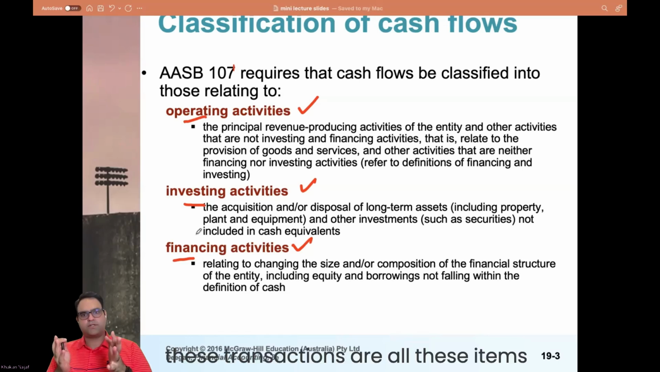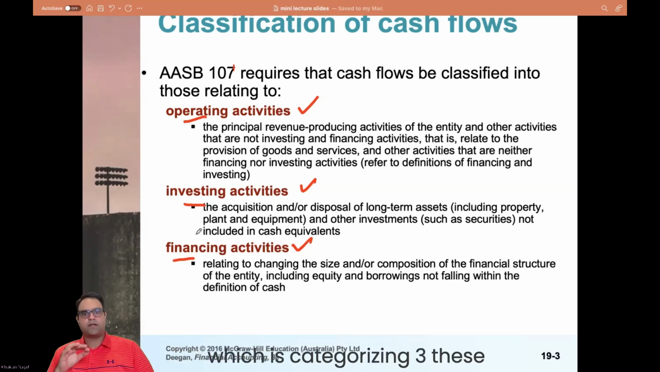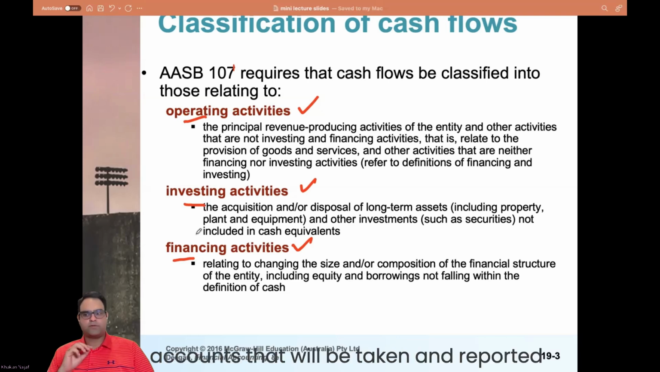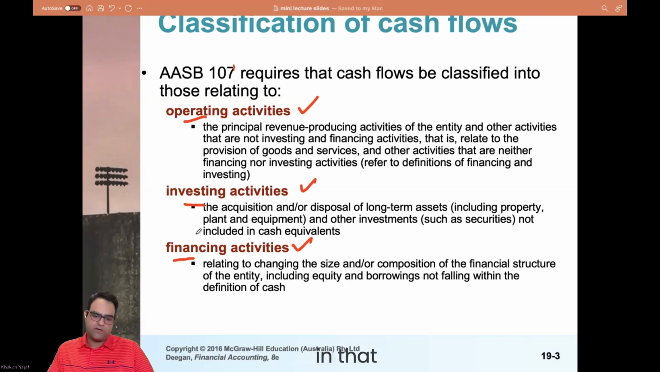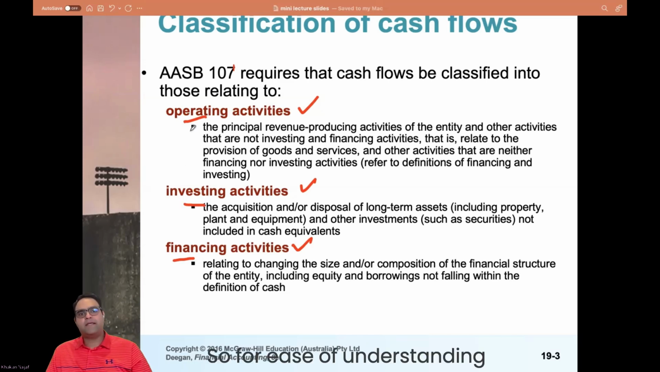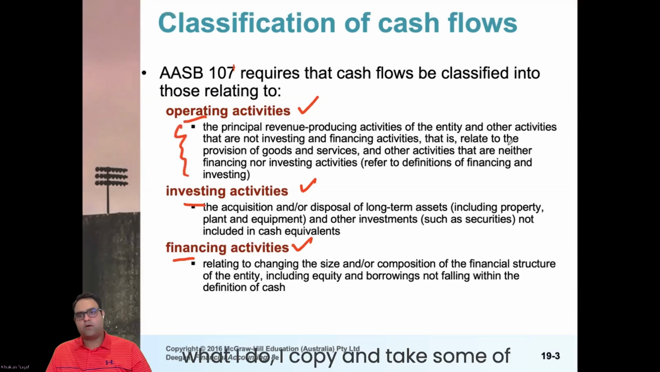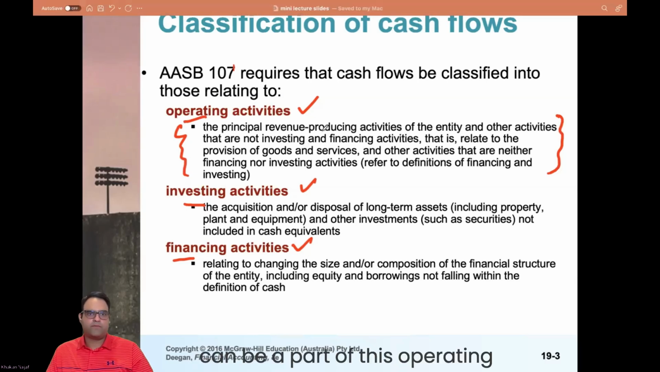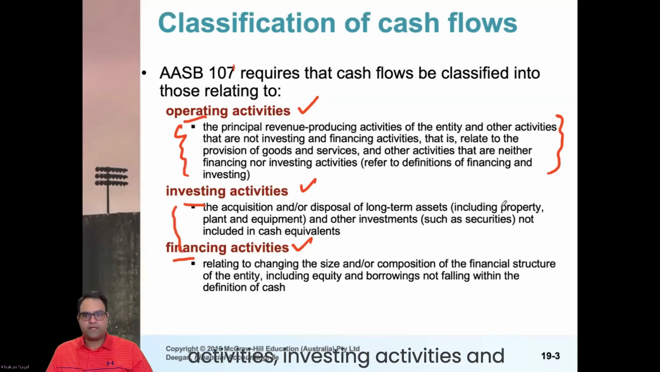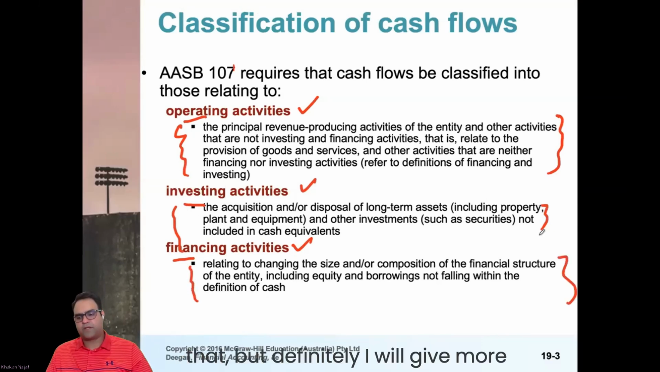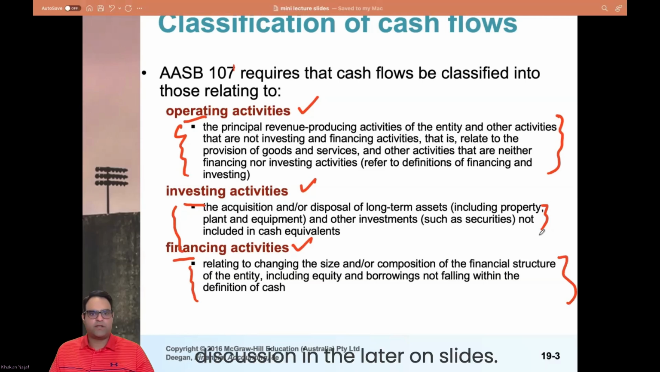So all these transactions or items, which are categorized in these three annual reports, in these three annual accounts, will be taken and reported in the cash flow statement based on which activities they belong to. So for ease of understanding, I copy and take some of the activities which can be part of operating activities, investing activities, and financing activities. You can read that, but I will definitely give more discussion in later slides.